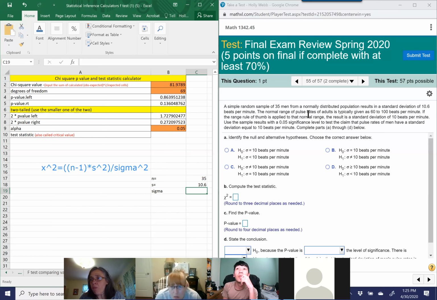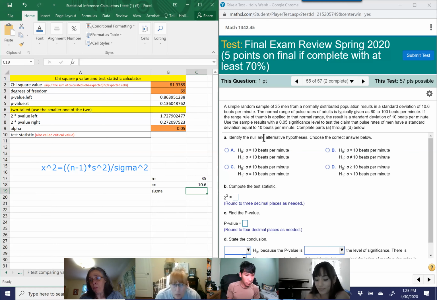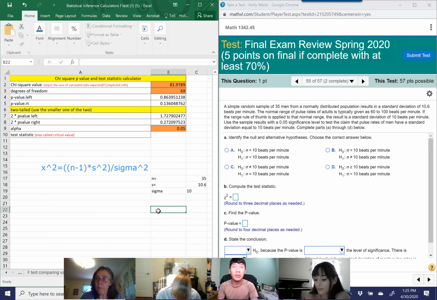The normal range of pulse rates is typically between 60 and 100. And if the range rule of thumb is applied to the normal range, the result is a standard deviation of 10. Then it says use the sample results with a significance level of 0.05 to test the claim that the mean pulse rate of men have a standard deviation equal to 10. So they're saying our claim for the population is 10. So my sigma that they're giving me is 10. And that's all I need.